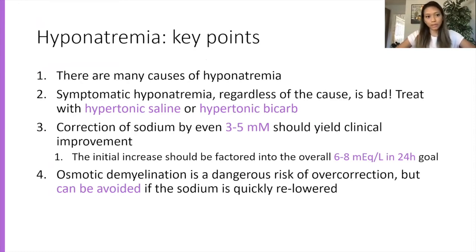Okay, so some key points. There's many causes of hyponatremia. If it's symptomatic, regardless of the cause, it's bad. Treat it with hypertonic saline or hypertonic bicarb. Correcting it by 3 to 5 should yield clinical improvement, and this needs to be factored into the overall 6 to 8 in a day goal. Osmotic demyelination is dangerous, but it can be avoided if the sodium is quickly relowered.